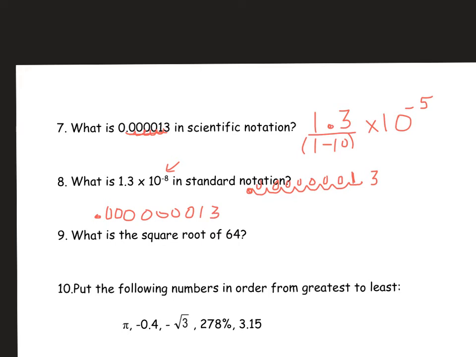What is the square root of 64? So what number times itself gives you the perfect square of 64? Well, that would be 8.